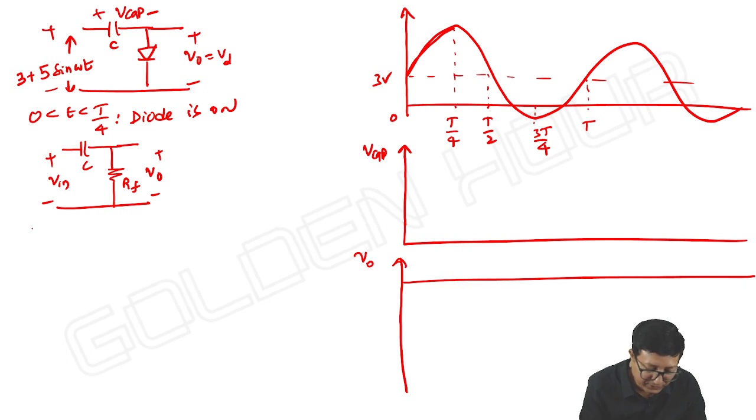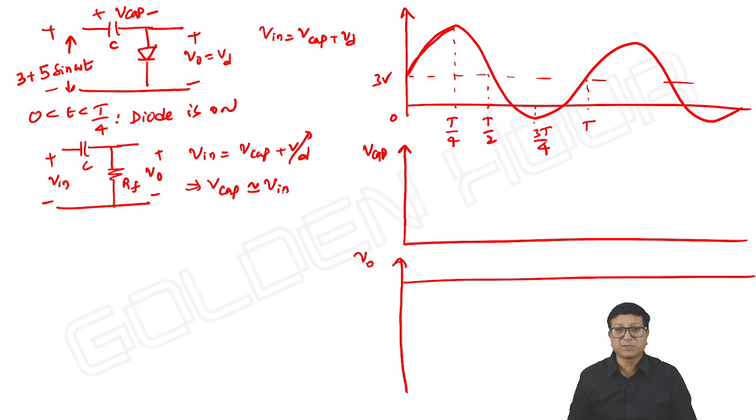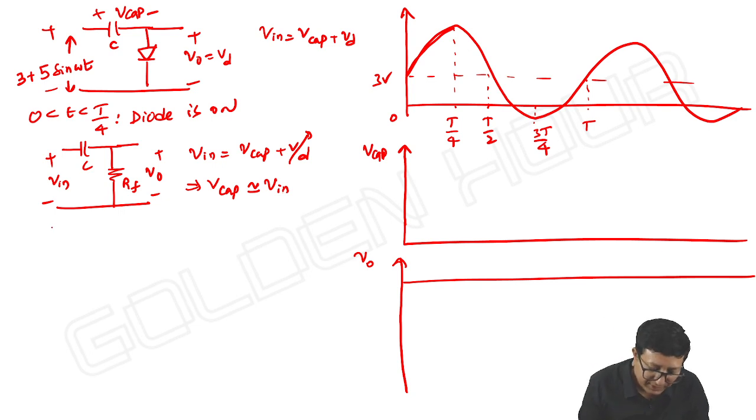So here as usual, V input is equal to V capacitor plus VD. We know that VD is almost negligible, which implies V capacitor is approximately equal to V input. Almost all the input can be seen across the capacitor. So the capacitor rapidly charges towards the input with a time constant RF into C.